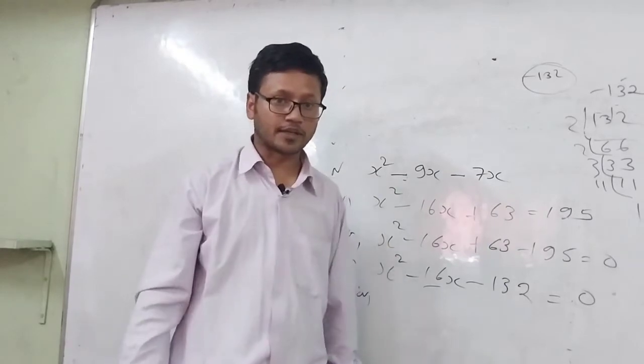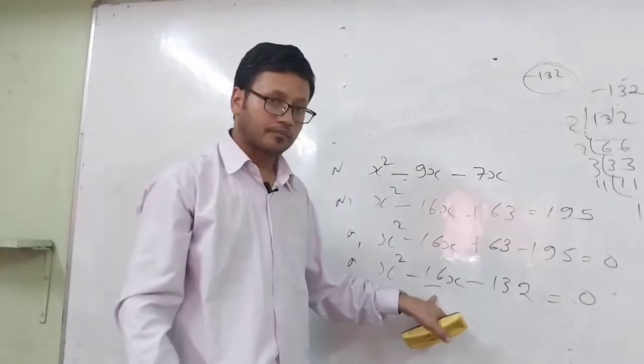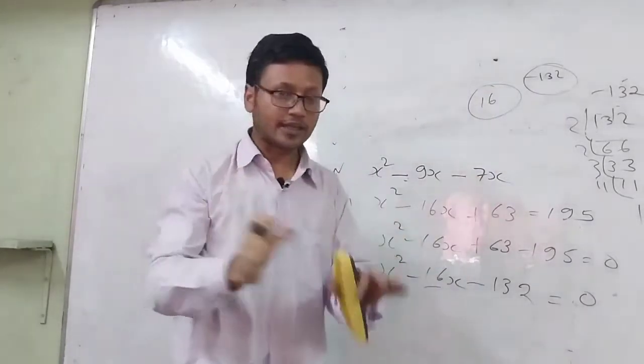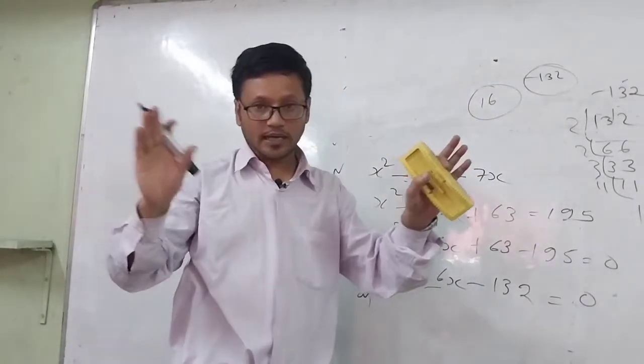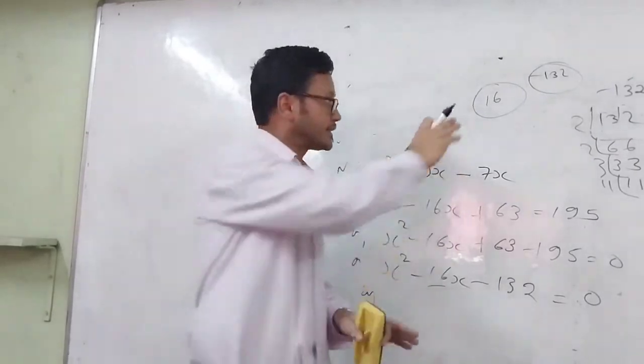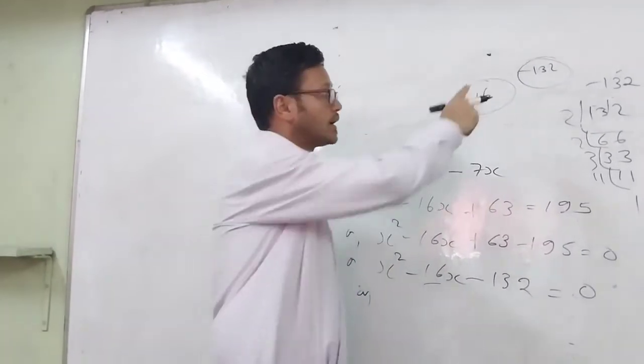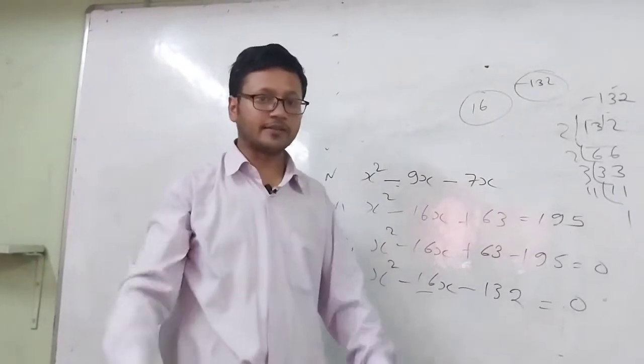This is the middle term breaking. The middle term means 16. When you subtract the two numbers, you must get 16. And again, if you multiply the two numbers, you should get 132. This is a very, very simple method.